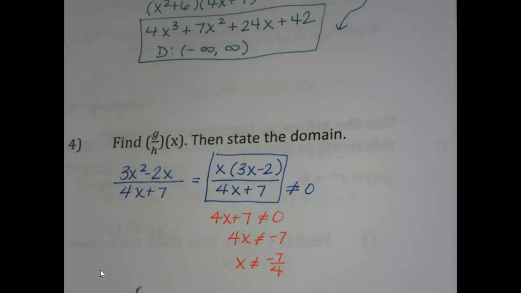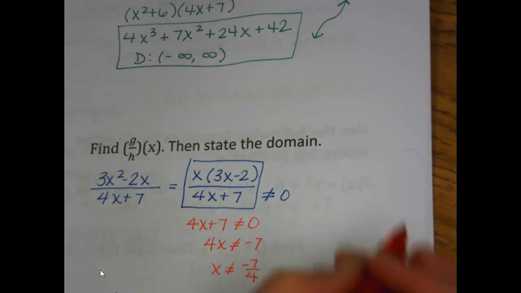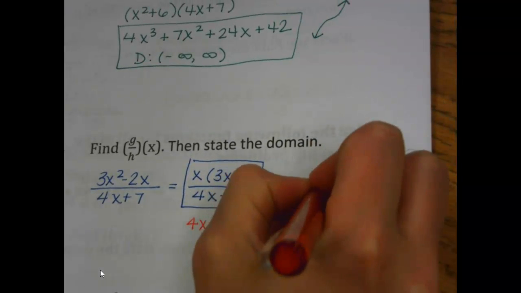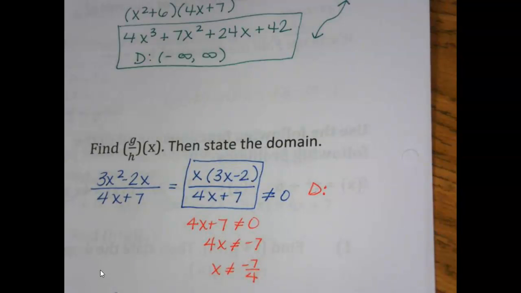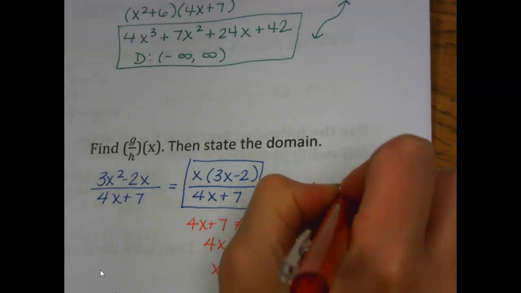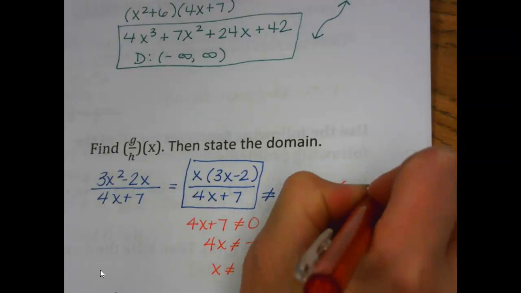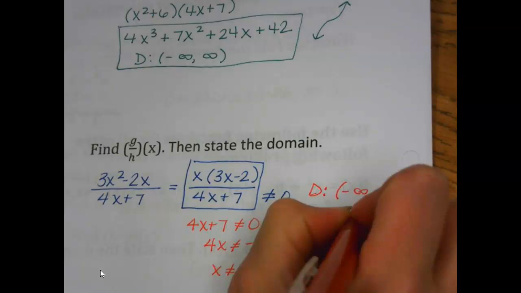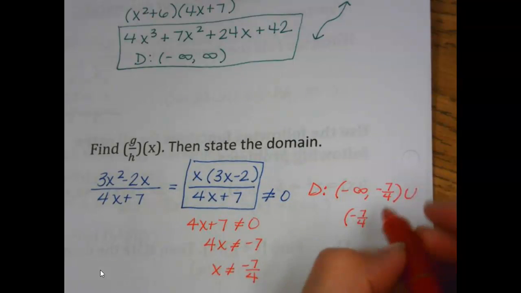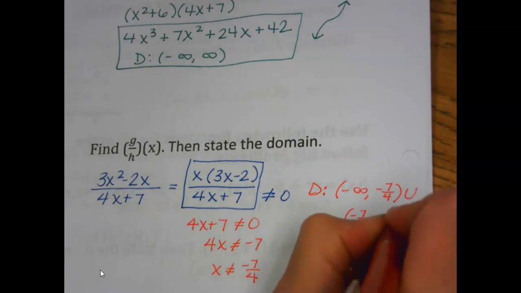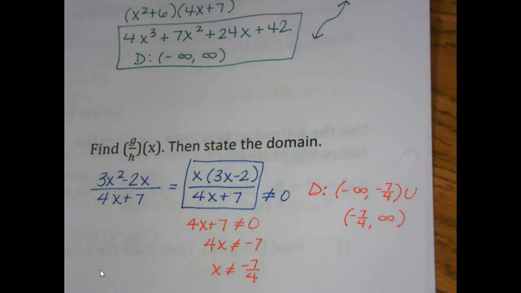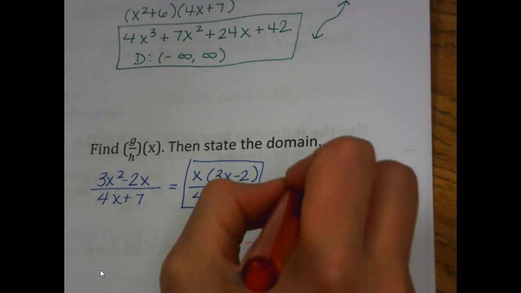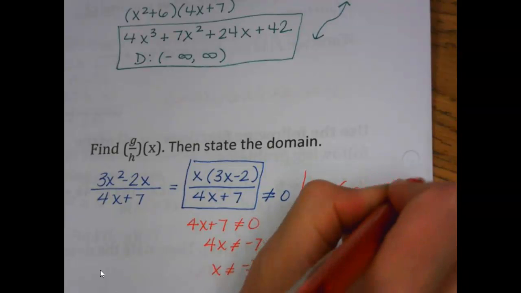So when we go to write the domain, we can have all numbers that are possible except for negative 7/4. So we can do negative infinity all the way to negative 7/4, and then skip over negative 7/4, which we show by a parenthesis, and go negative 7/4 to infinity, just like we did in our warm-up today.